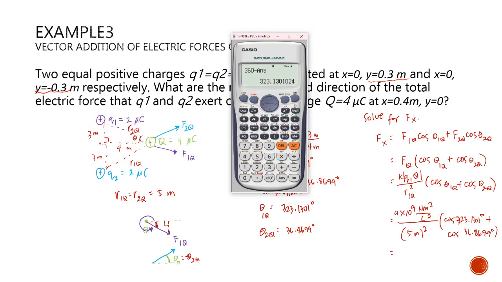So we have 9 times 10 raised to the power of 9, divided by 5 squared. So that's divided by 25. Then times quantity cosine of 323.1301. Make sure to enclose that with parentheses, plus cosine of 36.8699. Close parenthesis. That's for the second angle, and then you have to put another close parenthesis for the entire expression.